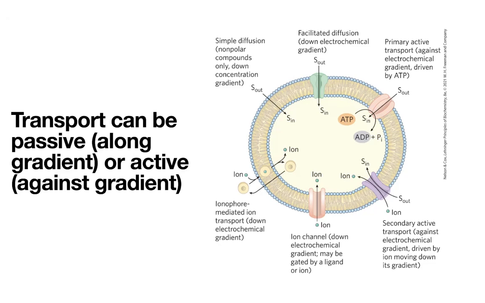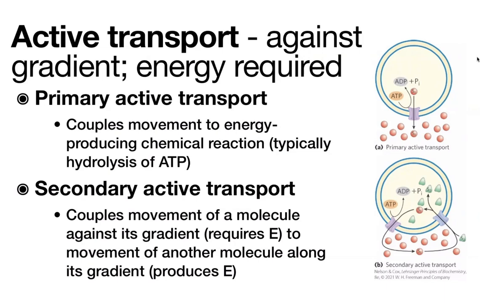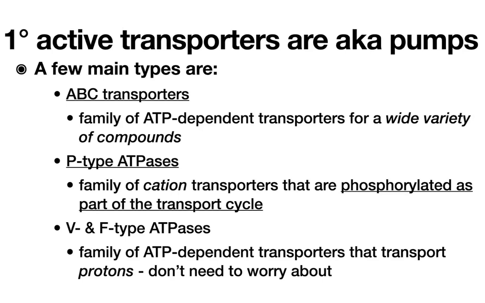However, if you want to move up against a gradient, well, now you're going to have active transport. If you have active transport, your options are going to be primary or secondary. In the case of primary, you're spending energy directly at the transporter. This might be through hydrolyzing ATP, such as in the case of our ABC transporters, or through phosphorylating the protein, in the case of our P-type transporters.